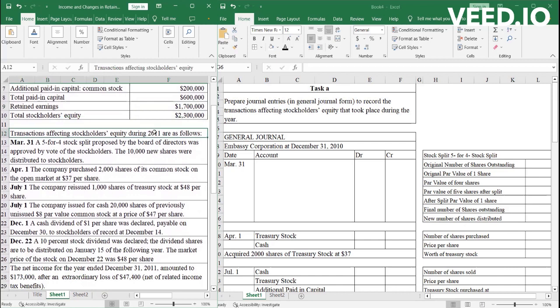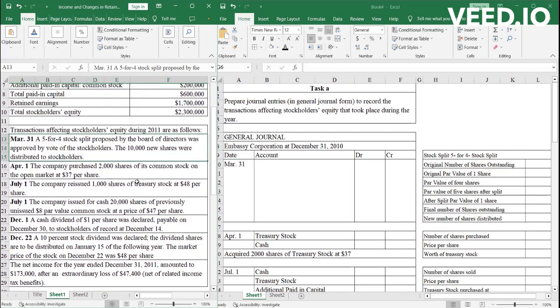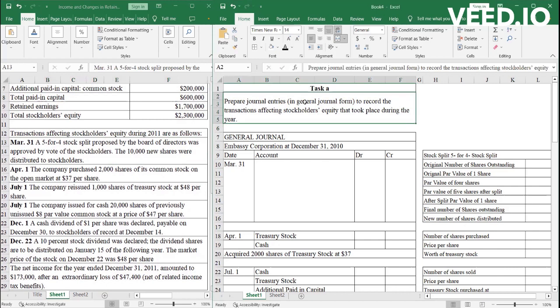Between 2010 and 2011, some transactions are affecting the shareholders' equity. These transactions are given over here. Now let's look at task one. In task one, we are asked to prepare journal entries in the general journal to record the transactions affecting the stockholders' equity that took place during the year. So all those transactions that affect the shareholders' equity have to be recorded.